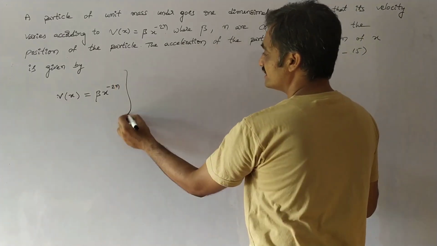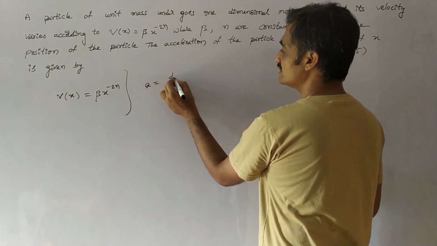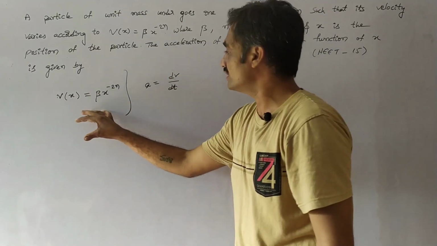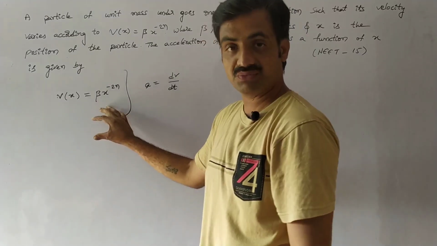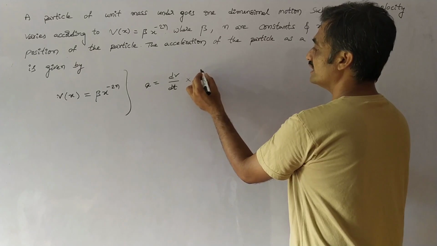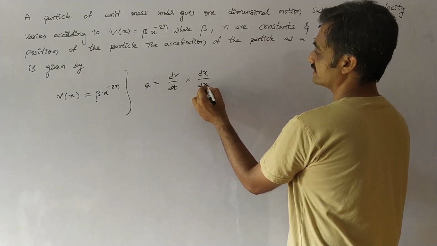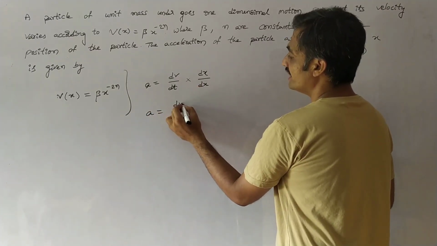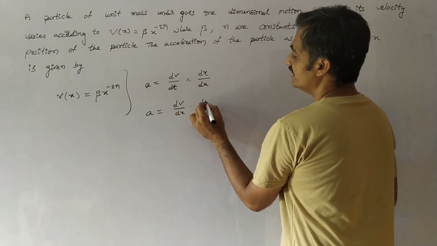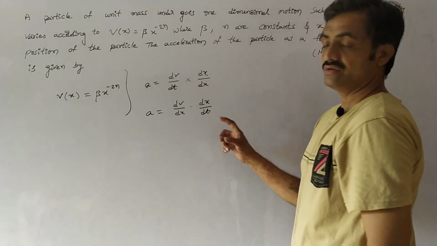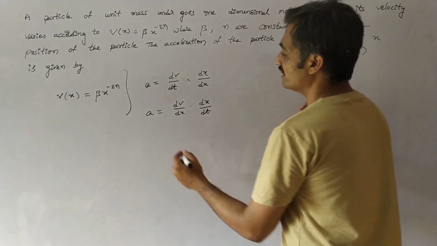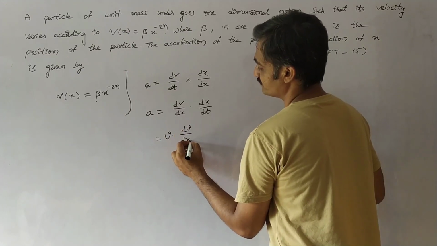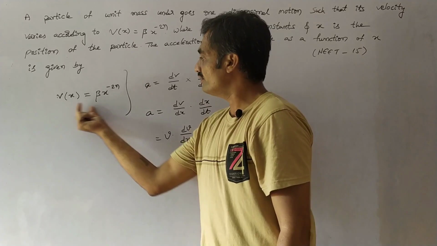In order to find this, let us consider the acceleration equation. We know that a equals dv by dt. In this case, the velocity is not represented in terms of time, it is represented in terms of position. So for that, we multiply and divide with dx. From this we have a equals dv by dx into dx by dt, where we know that rate of change of position is nothing but velocity. Then we can write it as v into dv by dx. Now let us substitute the value of v in this equation.